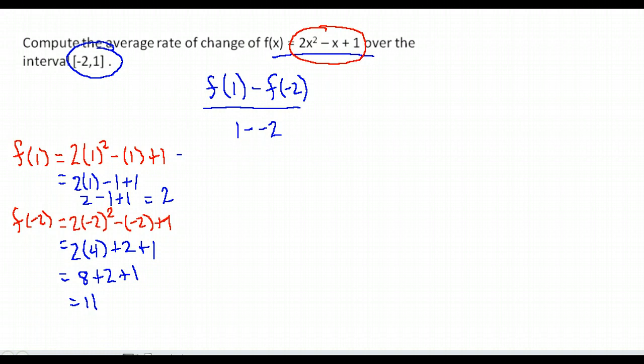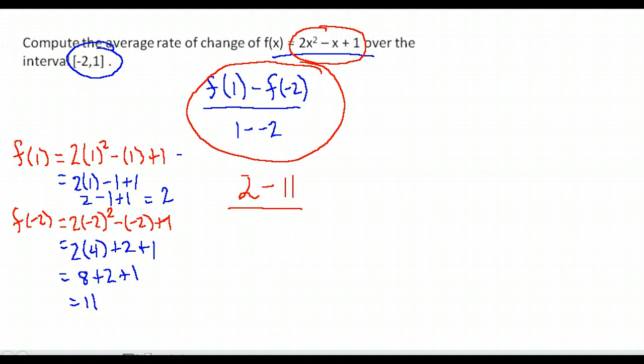Okay, we've computed f of 1 and we've computed f of negative 2, so we know the function at its endpoints. We know the y values. We just put that into our formula here. f of 1 was 2, minus f of negative 2 was 11, all over 1 minus negative 2. Notice minus a negative down here would make that a plus in the end.